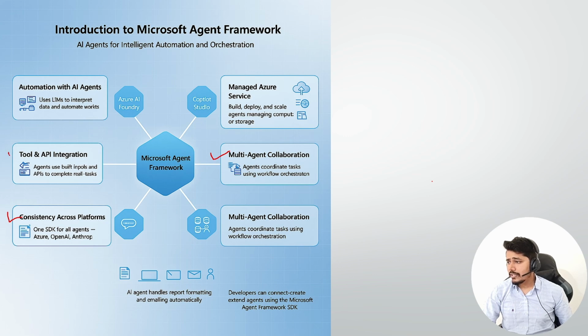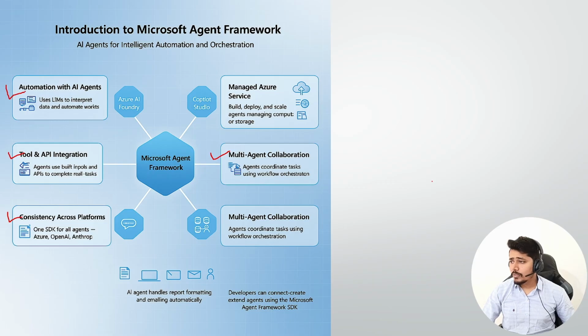Then next we have tool and API integration. Obviously, whenever we are building an agentic framework, we want customizations in it, right? So whenever you want to integrate any custom functions or tools, or you want to hit any custom API, the Microsoft Agent Framework provides pre-built tools and APIs with the help of which you can go ahead and complete those tasks as well.